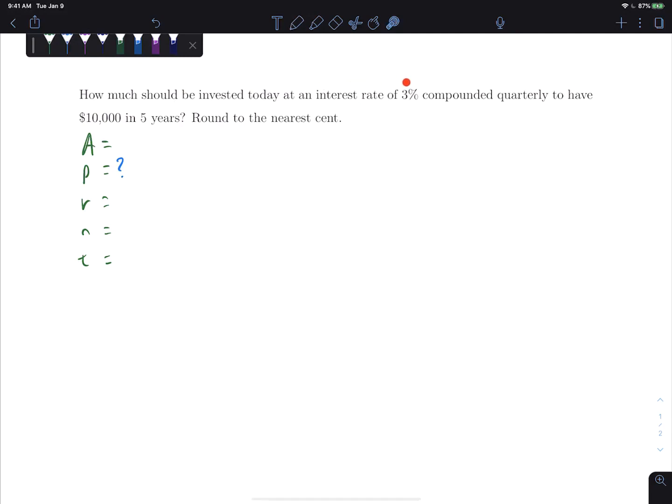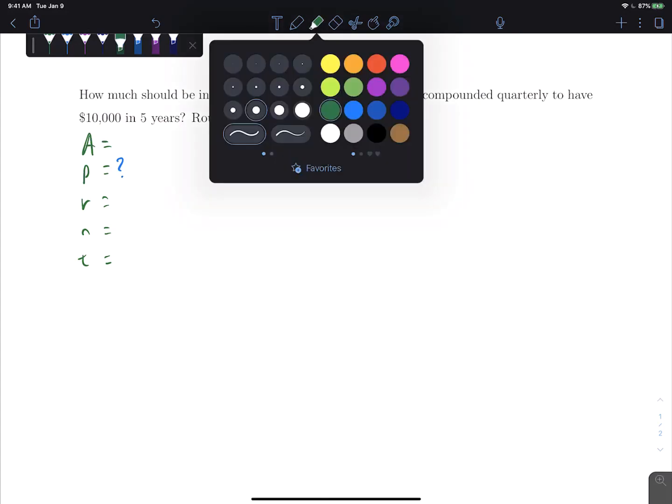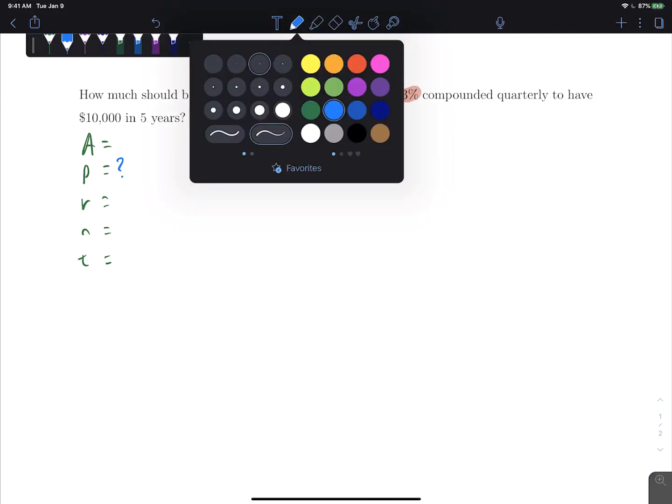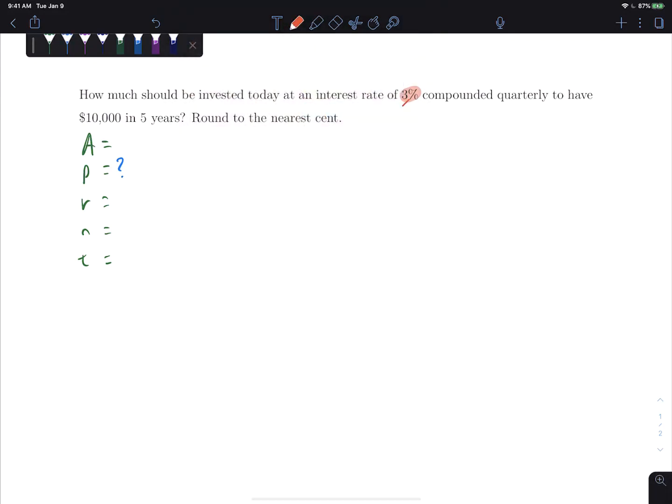At an interest rate of 3%, so the interest rate is 3% here. But notice that that tells me I need to take that decimal and move it left 2, which gives me 0.03 for R. Compounded quarterly, ask yourself how many quarters are there in a year? There are 4 of them. So n equals 4 here.